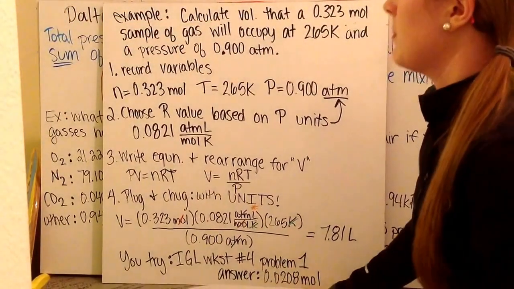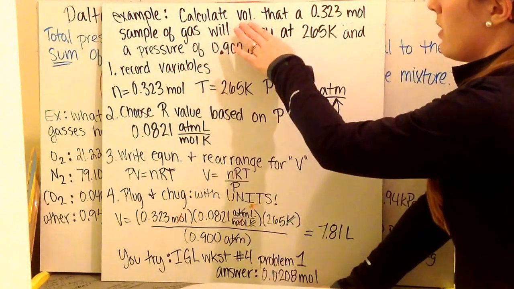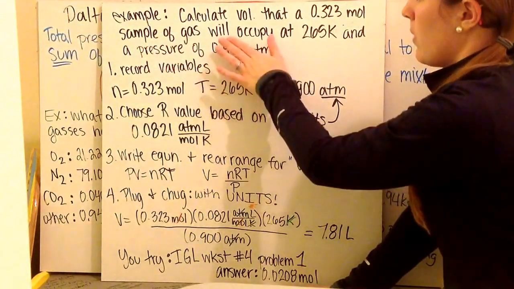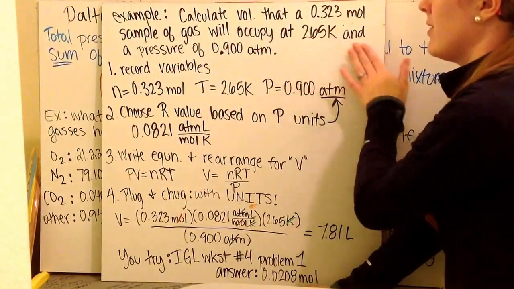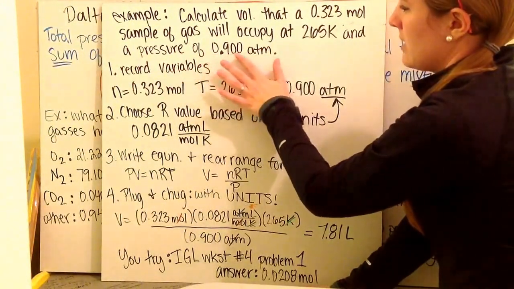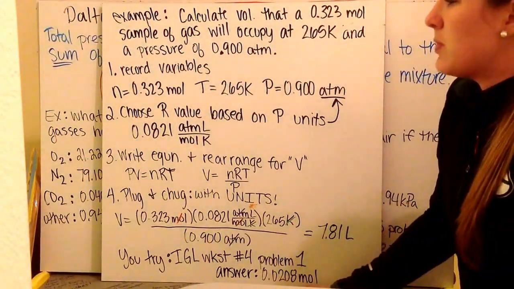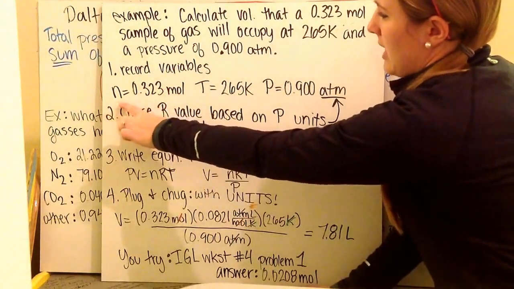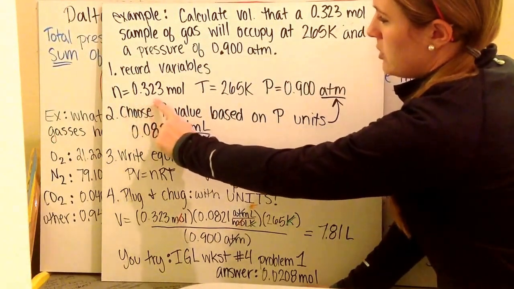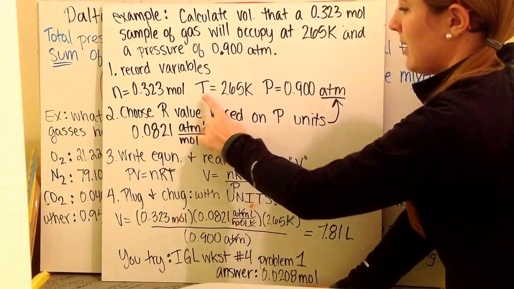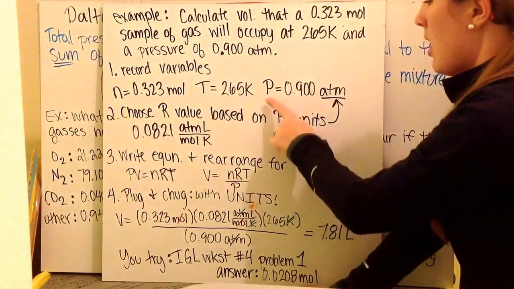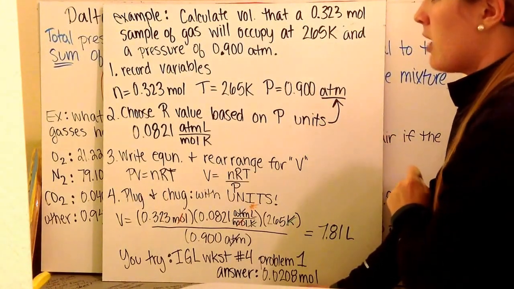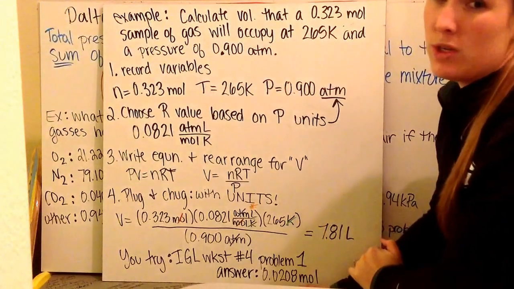Okay, example number 1. We're going to calculate the volume that a 0.323 mole sample of gas will occupy at 265 Kelvin and a pressure of 0.900 atmospheres. First step is we're going to record our variables. We are starting with an N, a number of moles of 0.323 moles. We're starting with a temperature of 265 Kelvin, a pressure of 0.900 atmospheres. We are solving for volume, so volume is what we don't know.